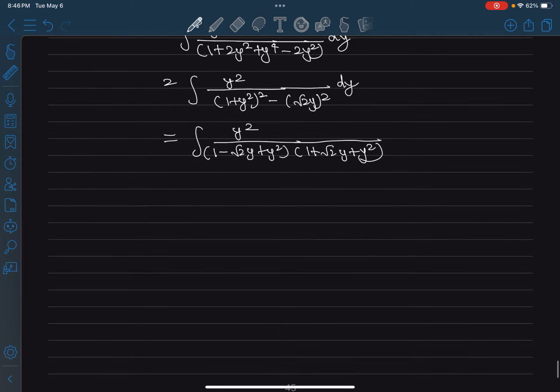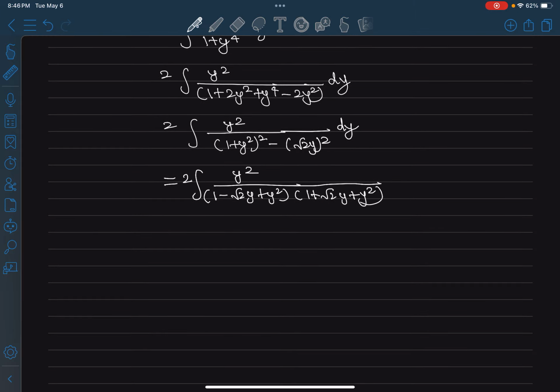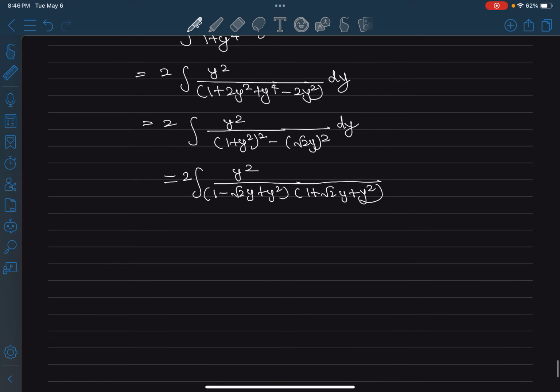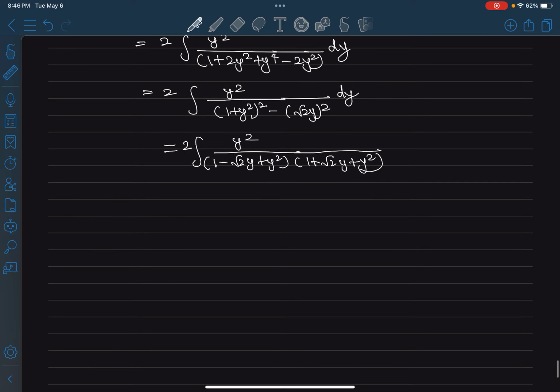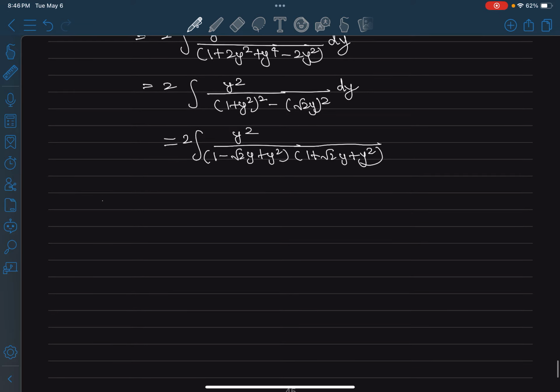Now how do you break this into partial fractions? I forgot to write it over here. Okay. How do you break this into partial fractions? Let me show you a simple thing that will actually help us to break this into partial fractions. So 1 minus root 2y plus y squared, 1 plus root 2y plus y squared. So we need to break this as some ax plus b, right?